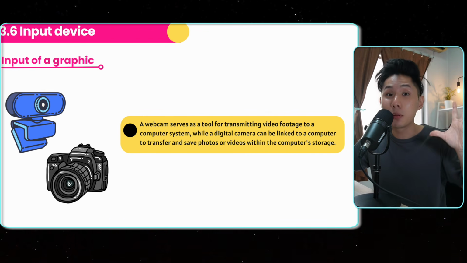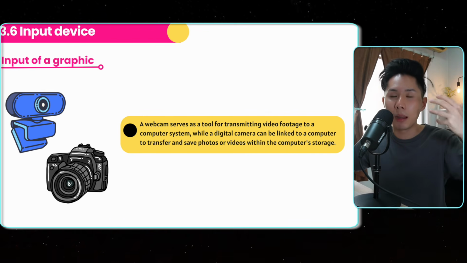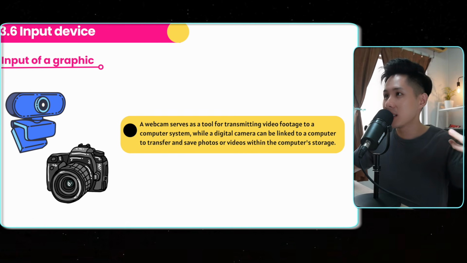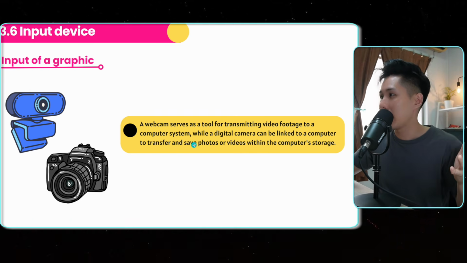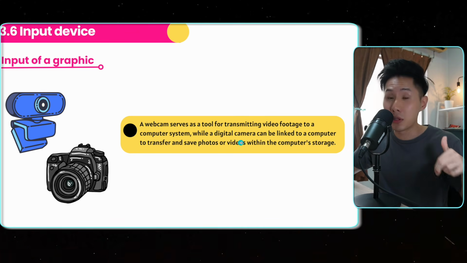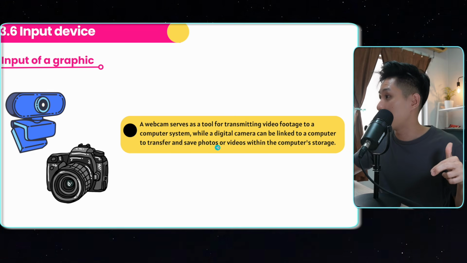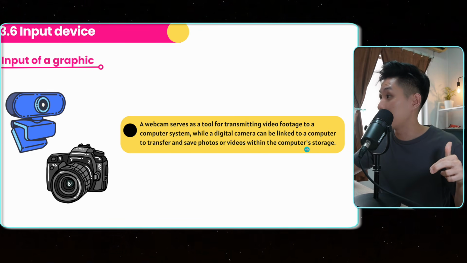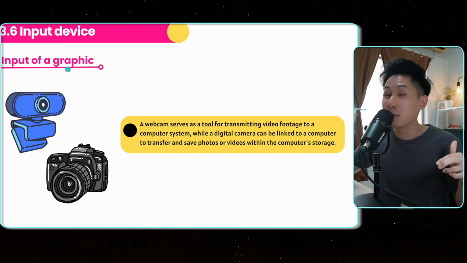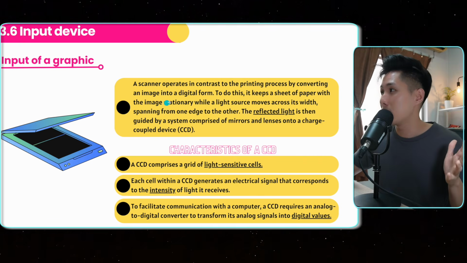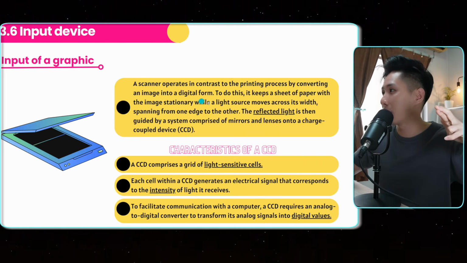And you can also input graphics, like what I'm doing now, I'm inputting my face into my camera. So a camera and webcam can serve as a tool for transmitting video footage to a computer. While a digital camera can be linked to a computer to transfer and save photos or videos within the computer storage. So that's input of graphics. And you can also use a scanner if you want to. That's the contrast of a printer.